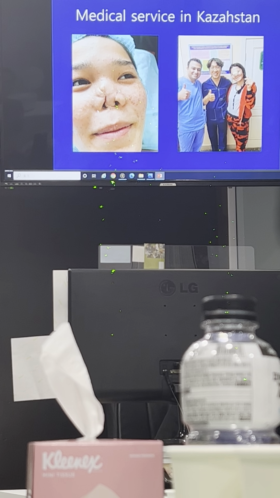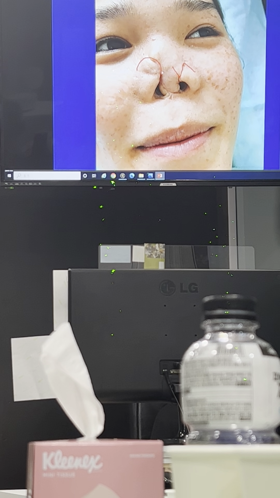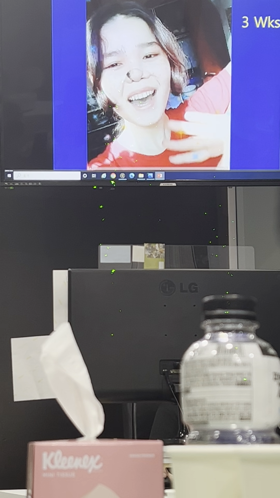This is another case. She had trauma and a lot of surgery. She had a congenital anomaly, but after that she had further surgery. But still, can you see a lot of scars, a lot of retractions? So I did ala reconstruction using an ala rotation flap and a graft. But then I can correct the ala like this.